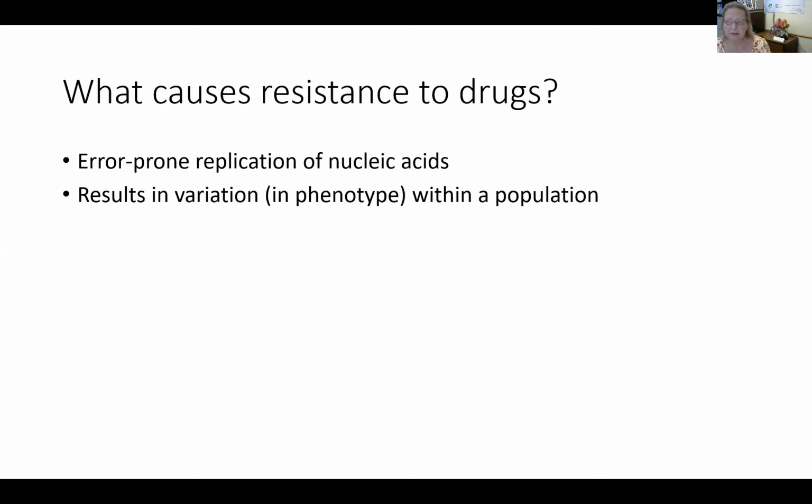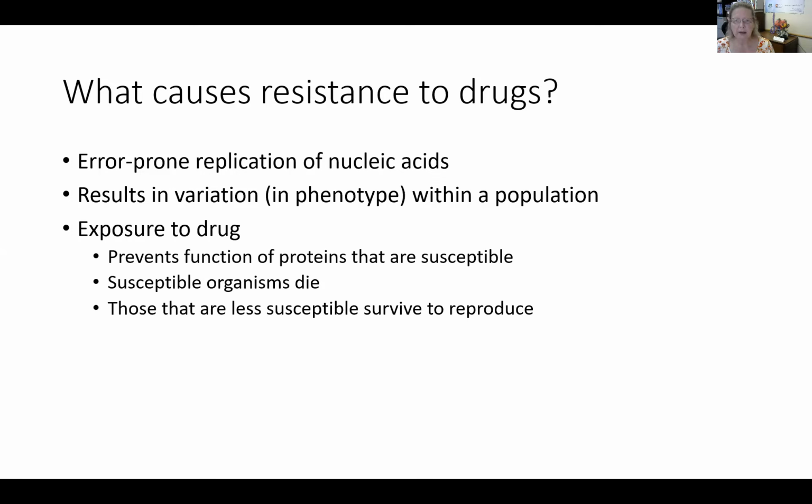The variation is in the DNA or the RNA. Some of the viruses are RNA viruses, and therefore I'm saying nucleic acids more broadly. And within this population, there's a large variation because of this error-prone repair.